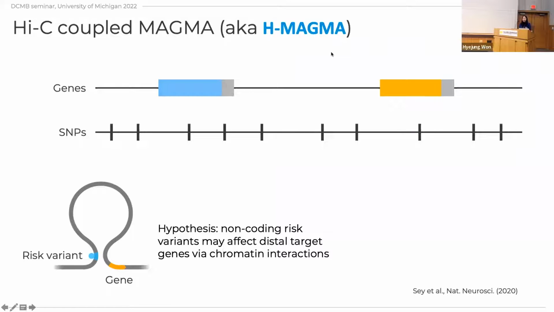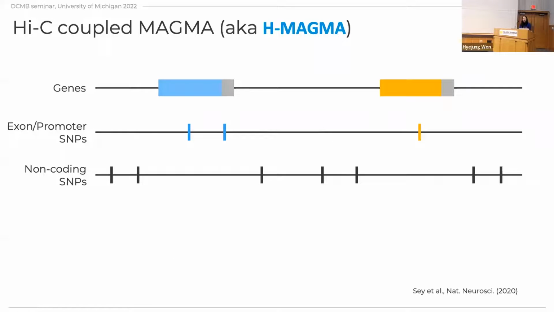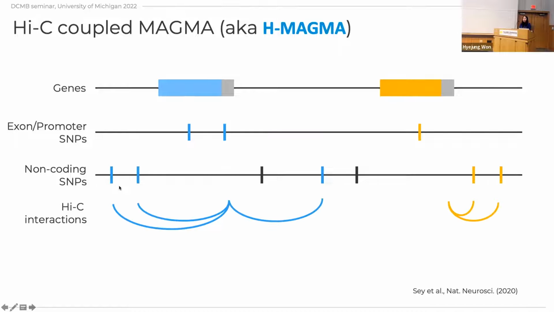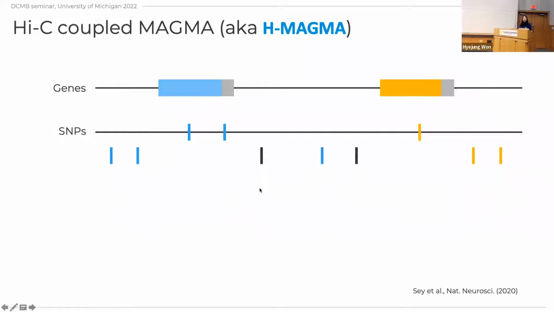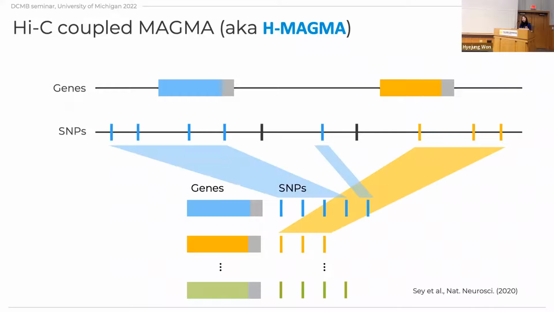What H-MAGMA does is that it first groups the SNPs into two groups. The first group is exonic and promoter SNPs, and the second group is non-coding SNPs. For those located in either exons or promoters, we directly map them onto the target genes based on where they're located. However, the majority of the SNPs are still unannotated, and for those SNPs, we use Hi-C interactions, or chromatin conformation data sets, to identify their target genes based on this three-dimensional landscape. After that, we combine all this information together to generate what we call a SNP-to-gene level relationship matrix. In this matrix, we can basically infer which SNPs can be mapped to which genes.